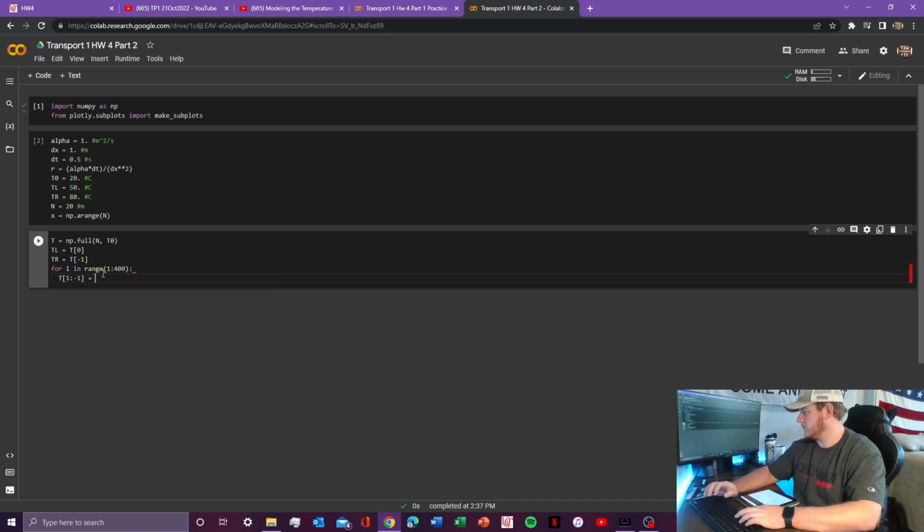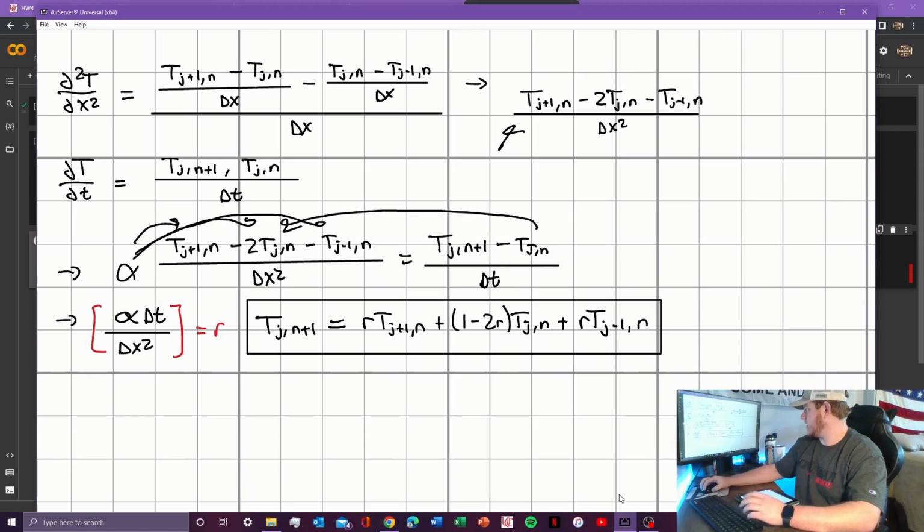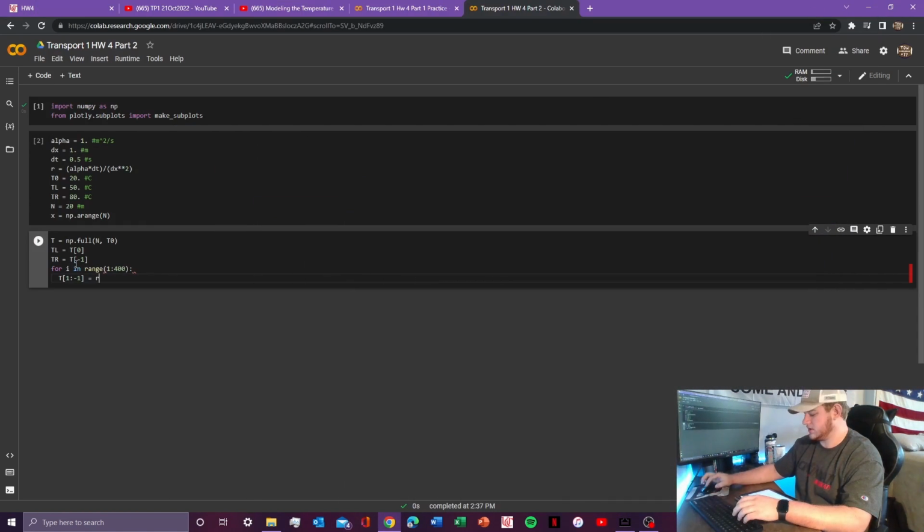Which is going to be equal to R, if I remember correctly. Again, this is what I'm looking at down here. What you're seeing here is what I'm seeing on my screen. So this is what I'm referencing. So it's going to be R times T.